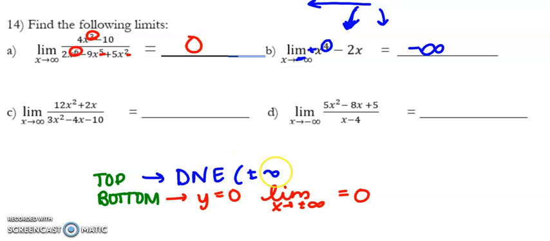You also, because this is top heavy, officially top heavy limits do not exist, but you could describe them depending. So I could say the best answer here would be, you know what, this limit doesn't exist because this is a top heavy function. We don't approach anything, but we are headed in the direction of negative infinity.